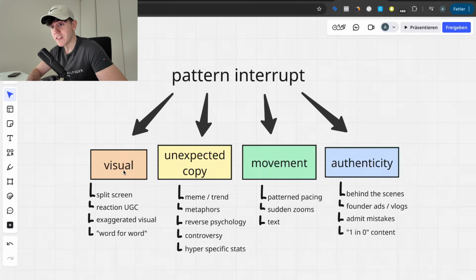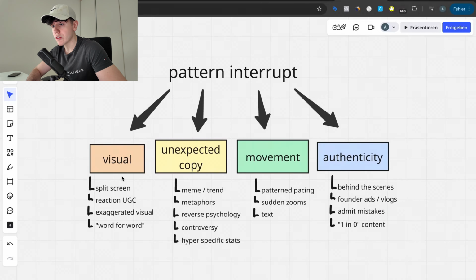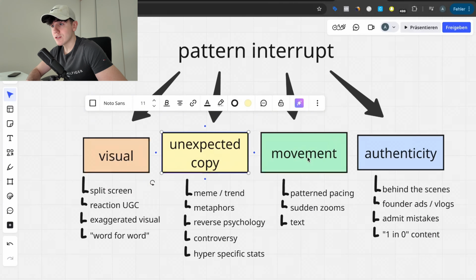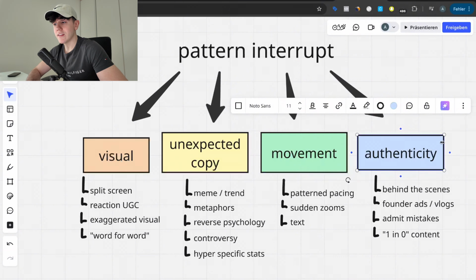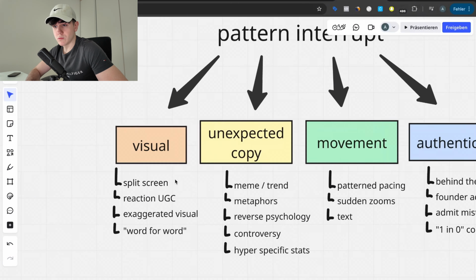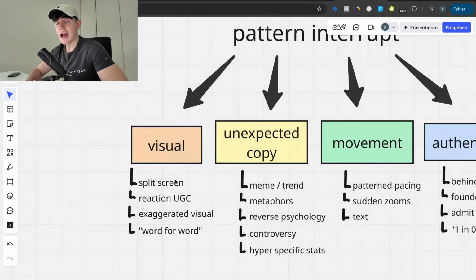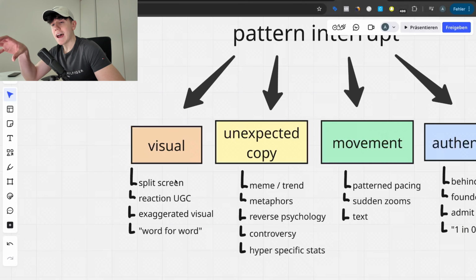All right. First thing, visual, right? So basically, just to walk you through, you have 4 different ways to include pattern interrupts, which I'm going to break down. We have the visuals, unexpected copy, movements, motion, and authenticity, okay? So visual, right? What can you do visually to have a pattern interrupt, to be different, to set that one ad apart from everything else, to interrupt people from doom scrolling? How can you achieve that?